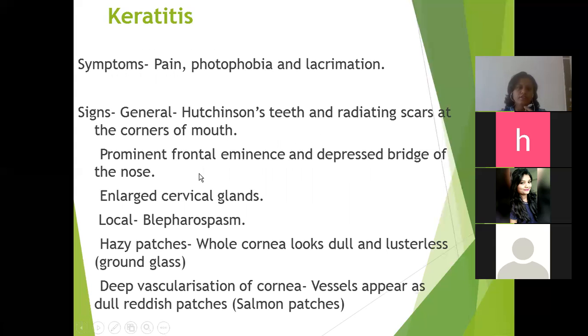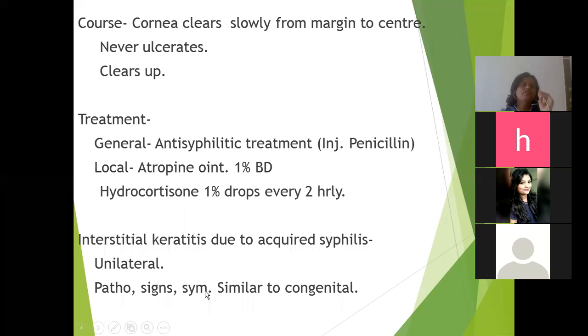There is a prominent frontal eminence and depressed bridge of the nose with enlarged cervical glands, local blepharospasm, and hazy patches, that is the whole cornea looks dull and lusterless like ground glass. Deep vascularization of the cornea, that is the vessels appear as dull reddish patches, salmon patches. So in the course, the cornea clears slowly from the margin to the center, and the ulcer never ulcerates.